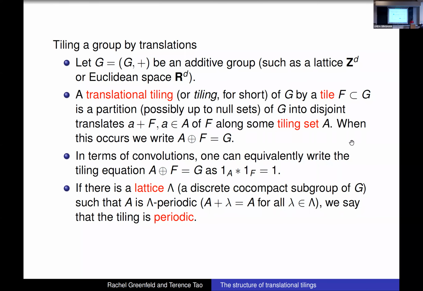Set, which means that it has some lattice of symmetry. So there is some lattice inside G, and a lattice, the precise definition is a discrete subgroup whose quotient is compact. And if your set A is periodic with respect to this lattice of translations, we say that the tiling is periodic. So these are the basic definitions.